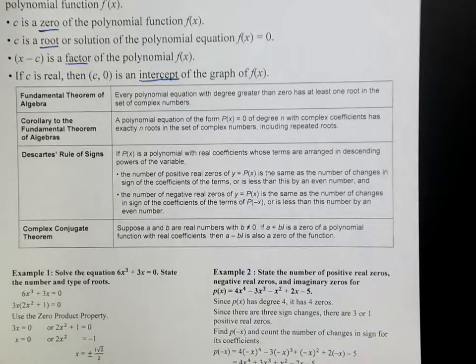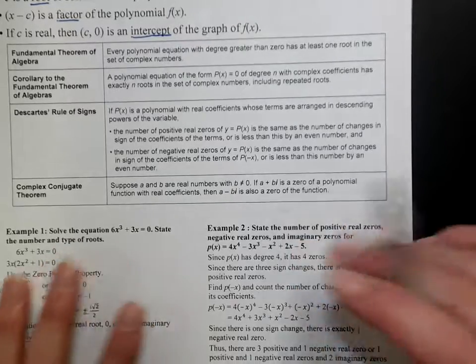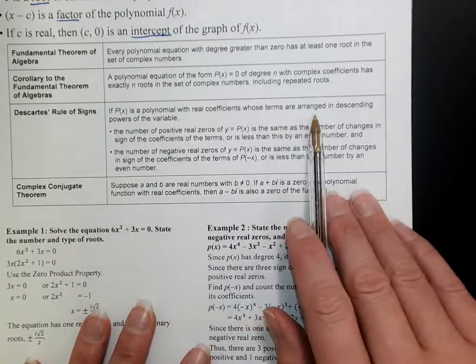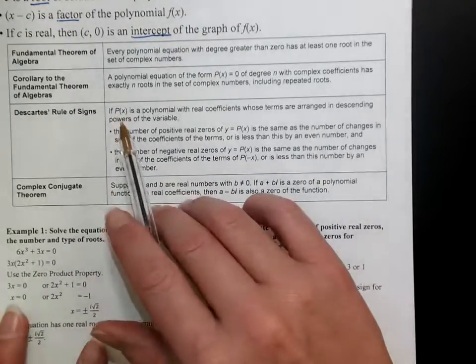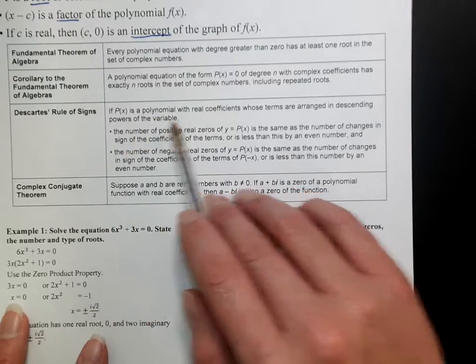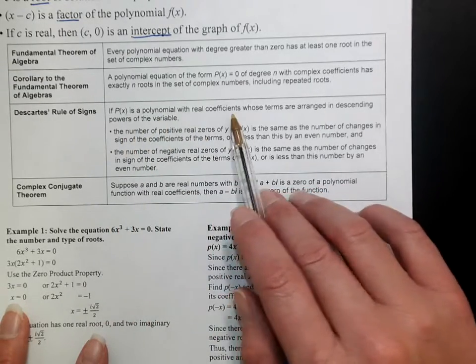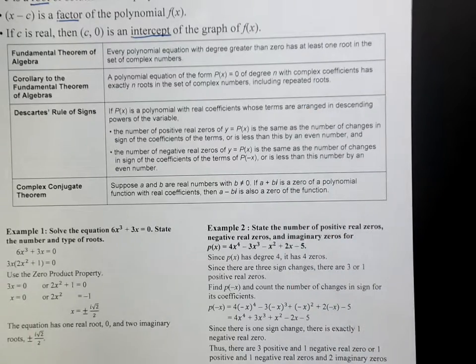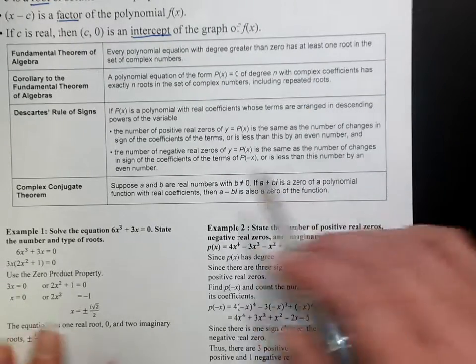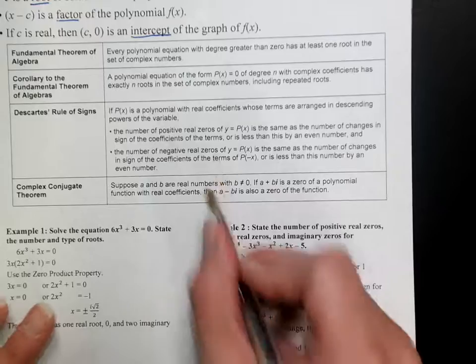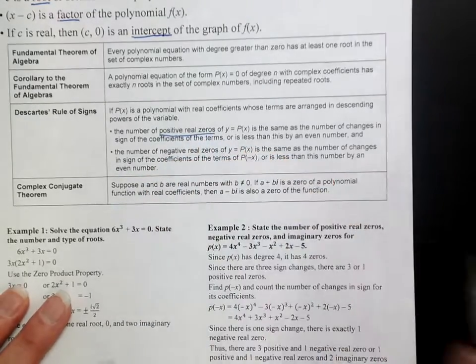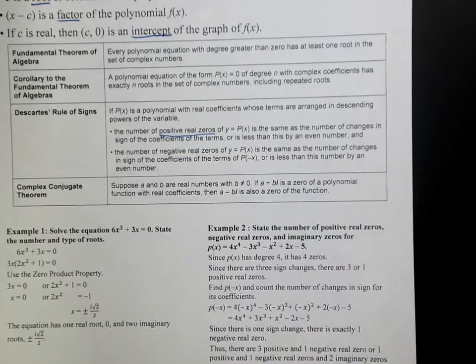This rule of signs is a big one that I only find kind of interesting. I never use this, but it is kind of nice to know. What it says is, if you have a polynomial arranged from highest degree to lowest, an x cubed, x squared, x, number, then the number of positive real zeros is going to be the same as the number of times the sign changes.